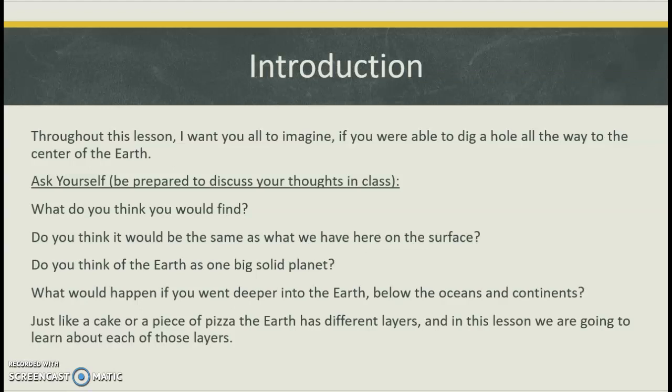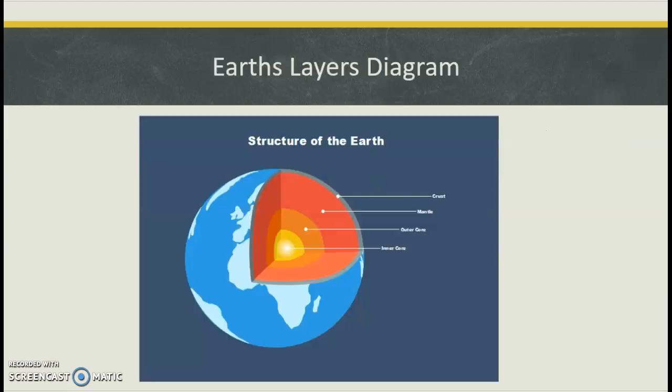Think about this. Just like a cake or a piece of pizza, the Earth has different layers. And in this lesson, we are going to learn about each of those layers. Here's a visual of the Earth's layers through a diagram. The structure of the Earth has a crust, a mantle, an outer core, and an inner core. So there are 4 layers that we are going to go over.